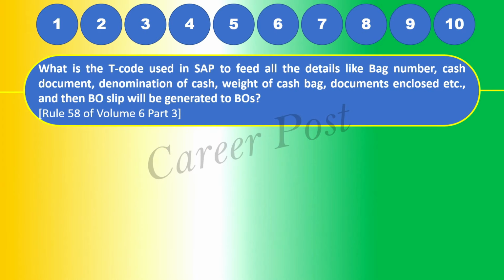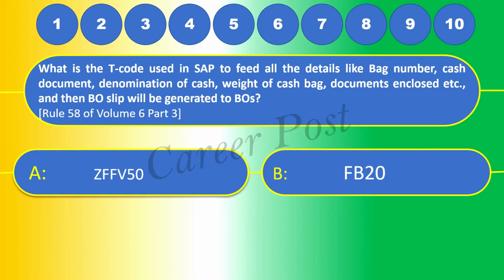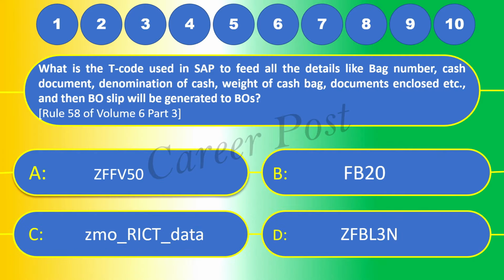Next question. What is the T code used in SAP to feed all the details like bag number, cash document, denomination of cash, weight of cash bag, documents enclosed, etc. and then the BO slip will be generated to BOs. Rule 58 of Volume 6 Part 3. A. ZFFV50. B. FB20. C. ZMO underscore RICT underscore data. D. ZFBL3N. Your time starts now.